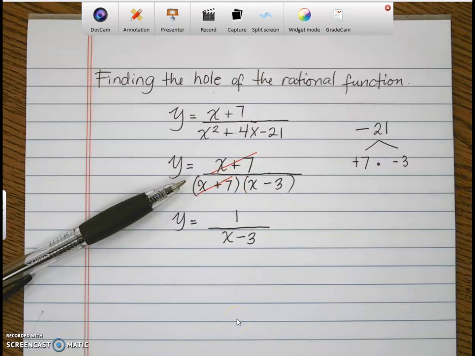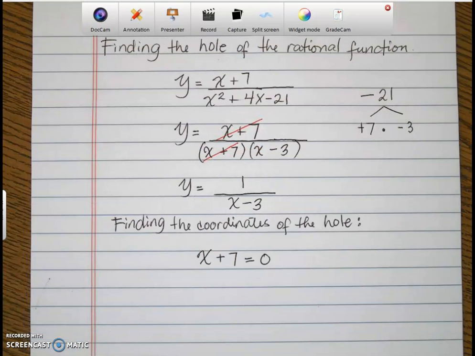Okay, after simplifying and canceling these two out, we're going to now begin the process of looking for the coordinates of the hole. And so this is where we're going to start. This x plus 7 right here that you have removed, you'll have to write that down. And you will set it equal to 0. And now we have found the x coordinate of your hole, which is x equals negative 7. Let us now go ahead and find the y coordinate of your hole. And this we can do by plugging this in into the x of this simplified form of your fraction.